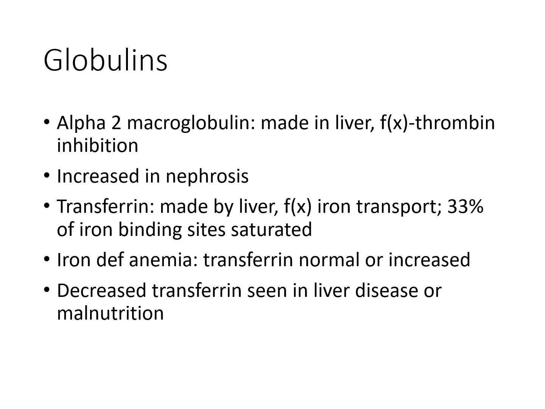Then we have transferrin. This is once again synthesized by the liver. Its function is to transport iron in the bloodstream. About 33% of iron binding sites on transferrin are normally saturated. In iron deficiency anemia, transferrin levels are normal or increased because the body tries to increase iron transport capacity. So it's trying to compensate for it, basically. Decreased transferrin levels can occur in people with liver disease or malnutrition.